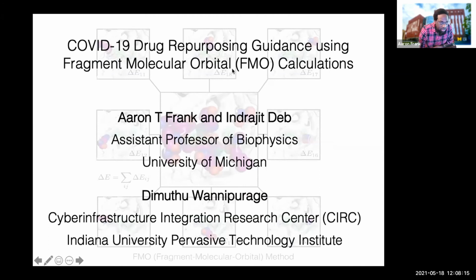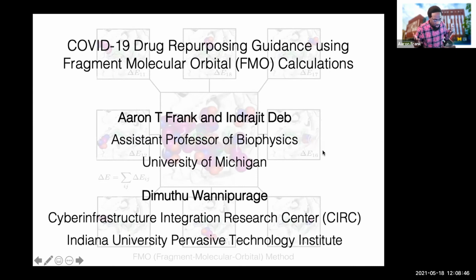Okay, so as Suresh introduced, this project is centered around some of the work that we did as part of the COVID-19 HPC Consortium. The project is centered around doing drug repurposing, and we use the Fragment Molecular Orbital method. I'll give you some more details about this method in a bit. The work on my side was mostly executed by Deb, who was a postdoc in my group at the time, at the University of Michigan.